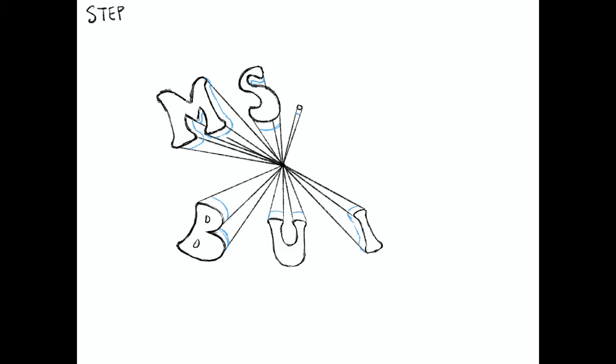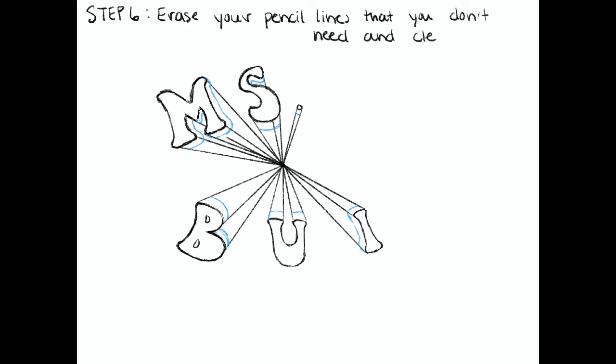Step 6. So once you have your guidelines, you're actually going to start erasing the extra lines you don't need. So if you did choose to keep those lines that are connecting to the vanishing point, you don't have to do any erasing. But if you did it the way I'm doing it here, and you made that shorter, please erase those lines.